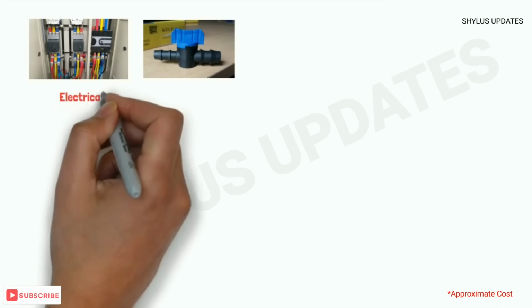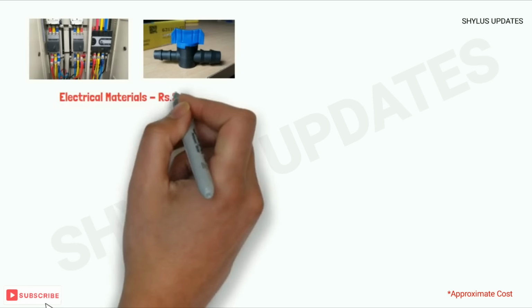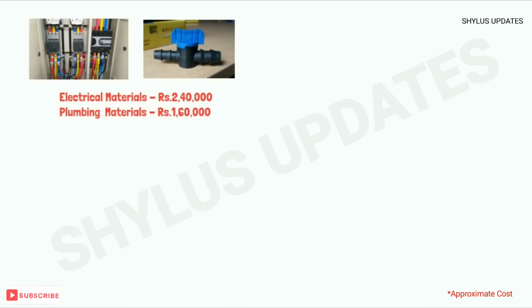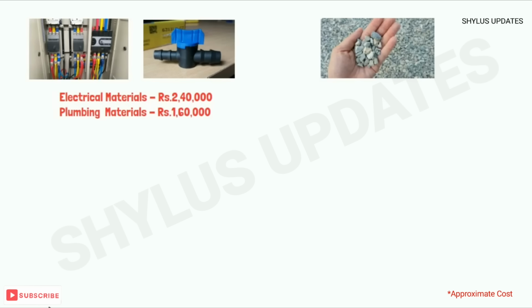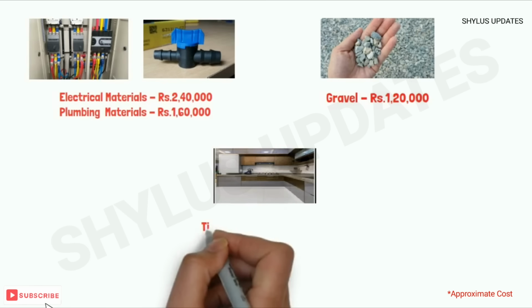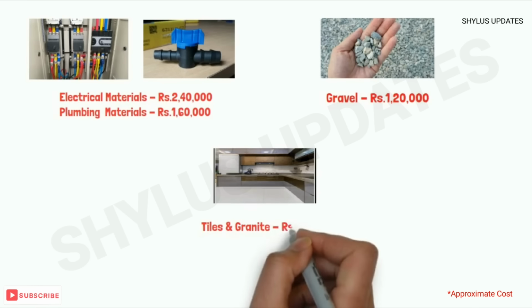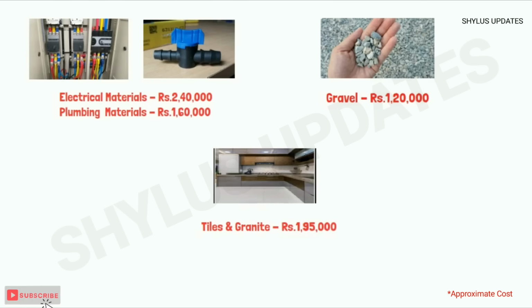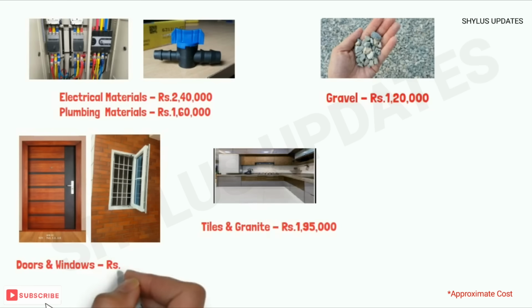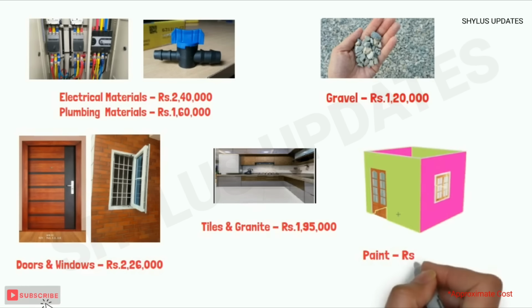Electrical materials, rupees 2,40,000. Plumbing materials, rupees 1,60,000. Gravel, rupees 1,20,000. Tiles and granite, rupees 1,95,000. Doors and windows, rupees 2,26,000. Paint, rupees 2 lakh.